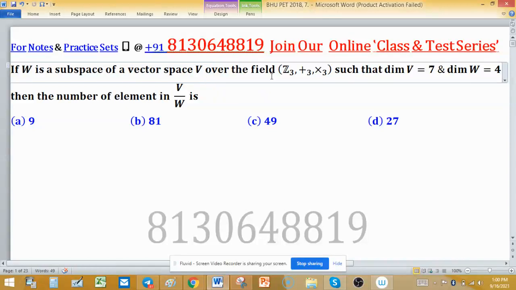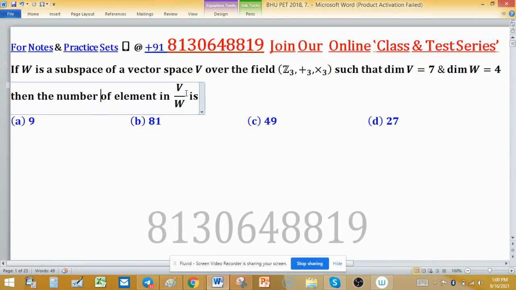Space of a vector space V over the field Z3, and operations are additive modulo 3 and multiplicative modulo 3, such that dimension of V is 7 and dimension of W is 4. Then the number of elements in V over W, meaning the quotient space of V by the subspace W.